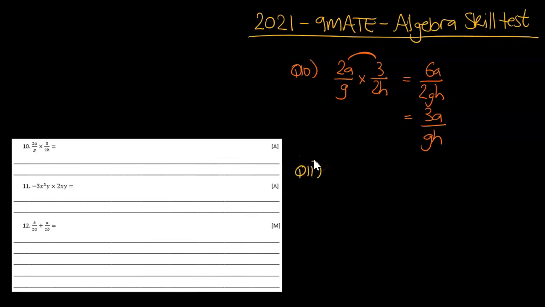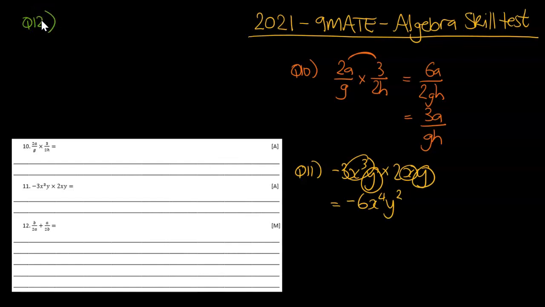On to question number 11, and that was negative 3x cubed y times 2xy. We've only got one operation here, which is the multiplication. So I'm going to go number times number. Negative 3 times 2 is going to be negative 6. I then have a look, how many x's do I have? I've got 3 here and 1 here. So it's going to be x to the power 4, and I've got 2 y's, which makes y squared.